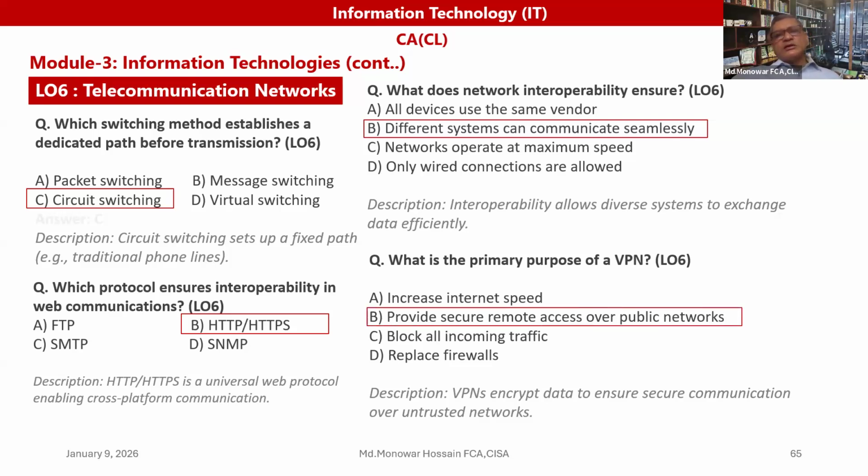What is the primary purpose of VPN? We know it provides secure remote access over public networks. So the primary purpose of VPN is providing secured remote access over public networks. We know VPNs encrypt data to ensure secure communication over untrusted networks. Answer B.